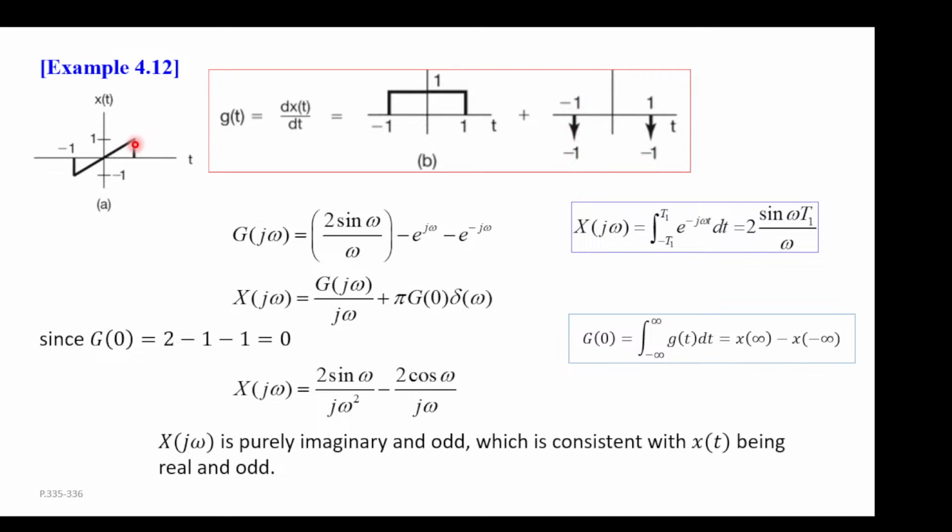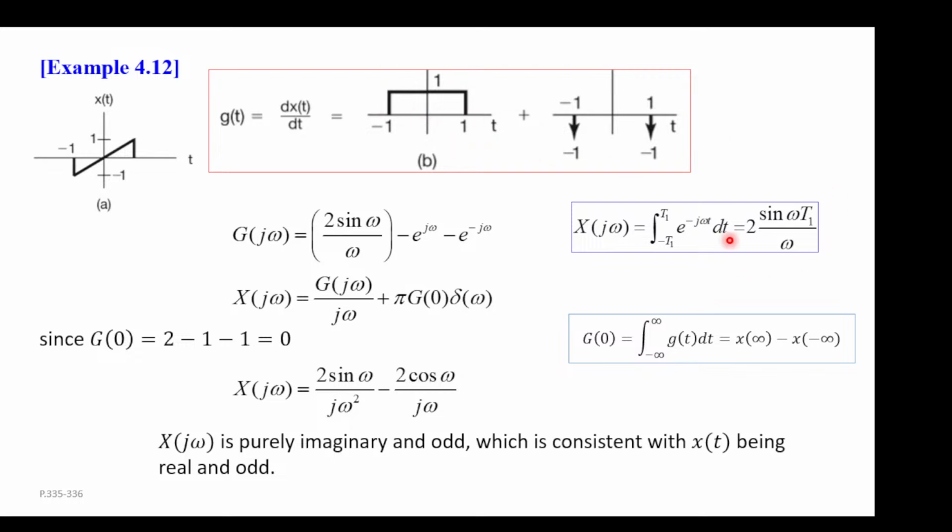And then you jump from 1 to 0, which is also a delta function from 1 to -1. Okay, so this is our differentiation of x of t. So this is g of t. And then we do the Fourier transform on this. This is the sum of 3 functions that we have already seen, so we can just write down its Fourier transform.